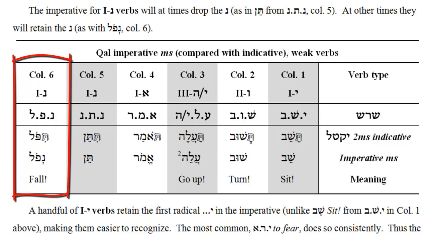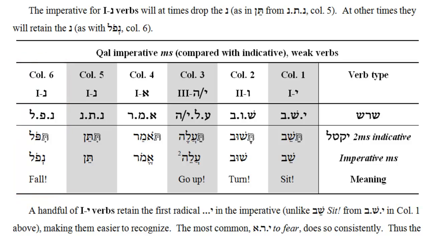The case of another first noon verb, however, is different. So in column 6, we see nafal. To state you will fall, the indicative, the yiktol, it is tipol. We might expect that the noon would assimilate with the pei, as it did with natan, and disappear, but this is not the case with nafal. Instead, it formulates as though the noon is not a weak letter. We find then nafol, meaning the command fall.